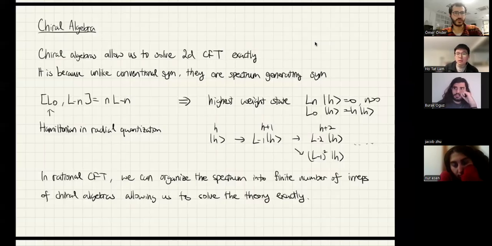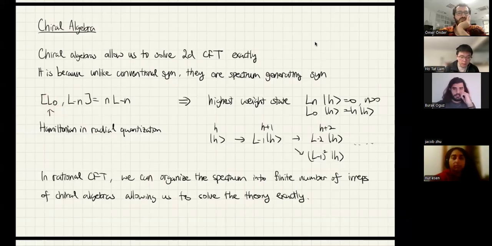They are actually spectrum generating symmetries. So they are symmetries that generate a tower of states, instead of just mapping you from a state to a state of the same conformal dimension. So why am I saying that? The reason is the following. Let's just focus on the Virasoro algebra. The Virasoro algebra has this L0 operator, which is essentially the Hamiltonian in radial quantization. So it is essentially the Hamiltonian on the cylinder.